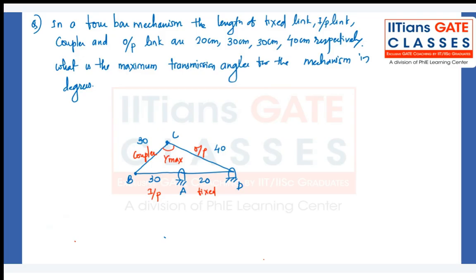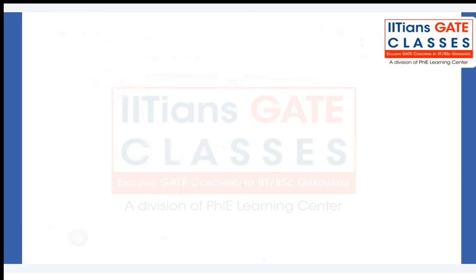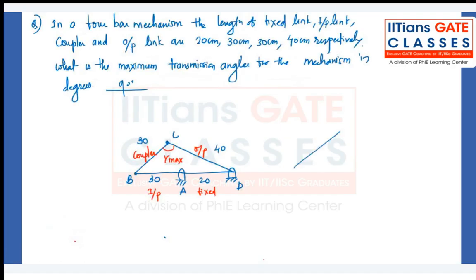Okay. Very easy problem. Can you tell me the answer just by looking into it? 90 degree, correct? Do you agree? Because one side is 30. This is a triangle. One side is 30. Another side is 40.